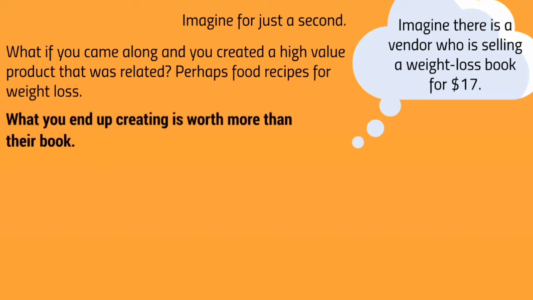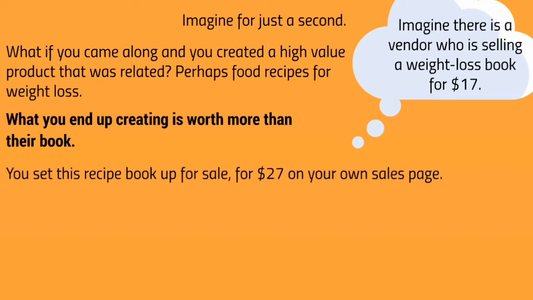What you end up with is a book or a video that is worth more than their book. In this case, you can set the recipe book up for sale on an actual sales page for $27, while somebody is selling a $17 book or something lower. Basically, you want to make sure that your high value product is either double or a little bit more money than what they are selling, because it's going to get the vendor to more likely say yes. Now, it's got to be realistic. If you're offering something of low value and just bumping up the price, that's not going to work anyway.